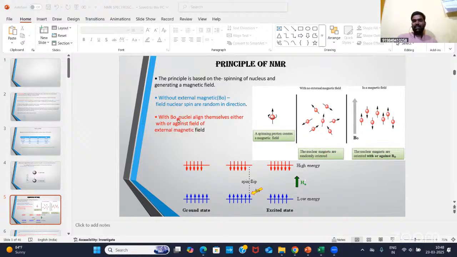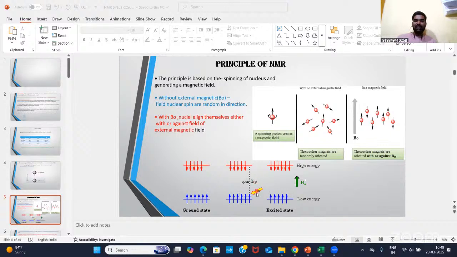But when B naught, that external magnetic field, is applied, the nuclei align either against the field or towards the field. The nuclear magnetic field is applied in this direction, so some of the protons are moving in this direction and some are against the magnetic field. You can observe here the nuclear magnets are oriented with or against the magnetic field. So these are the states: ground state and excited state, high energy and low energy.